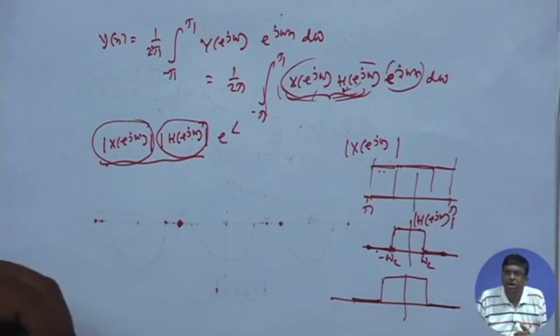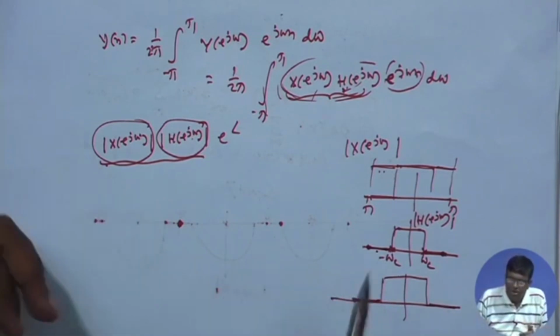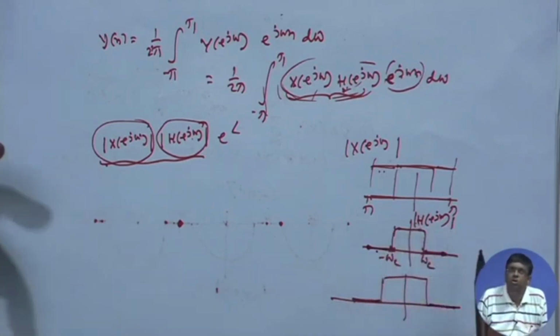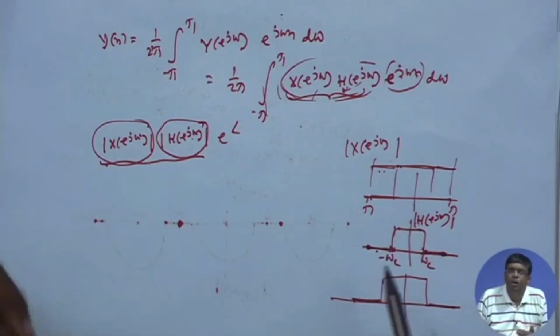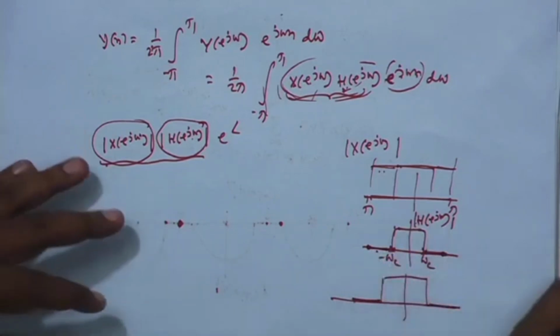This is the idea of filtering: pass certain frequencies and do not pass certain frequencies by designing this mod H e to the power j omega accordingly. Thereby the ideas of band pass filter, low pass filter, and high pass filter come.